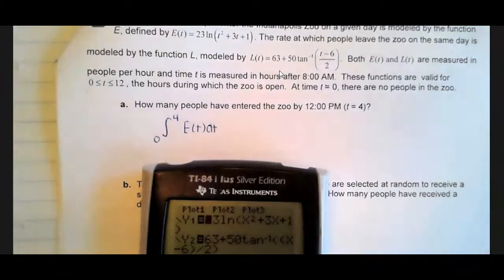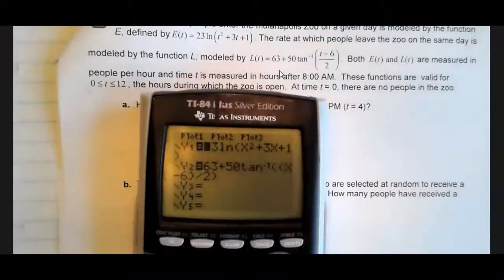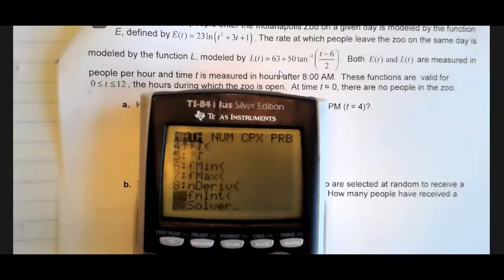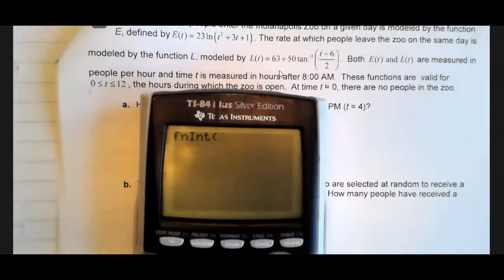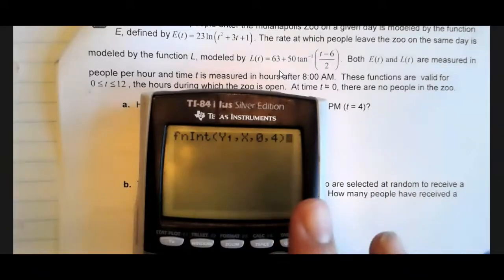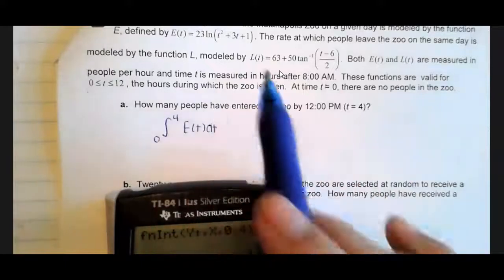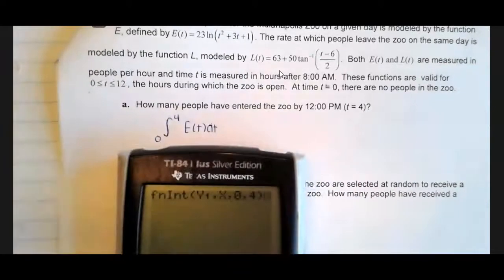So when I'm integrating this, I'm just going to go to my calculator. And again, this calculator is a little bit older. Some of you might have this calculator. It doesn't have the integral like the calculator we were using in math, so my integration on here looks a little different. I'm integrating the function y1 for variable x from 0 to 4. If you're using the newer calculators, you actually just enter all of that to look like this. And you're going to hit enter.